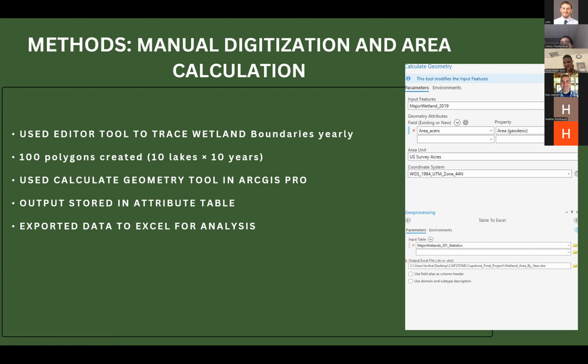After that, I used the calculate geometry tool, as shown over here, for converting the area into acres. After that, I exported my attribute table to Excel. This is how I did it. I mentioned that over here in this picture.